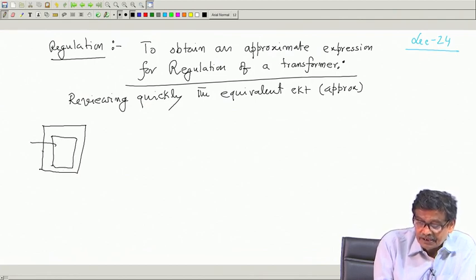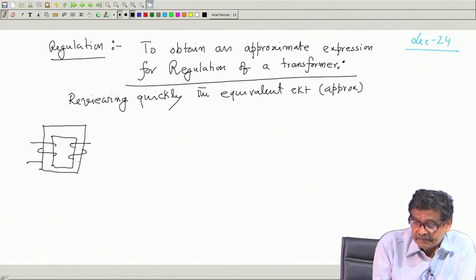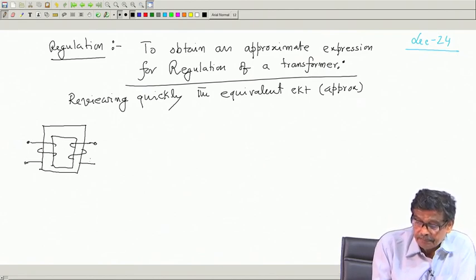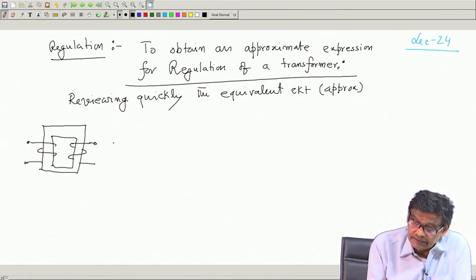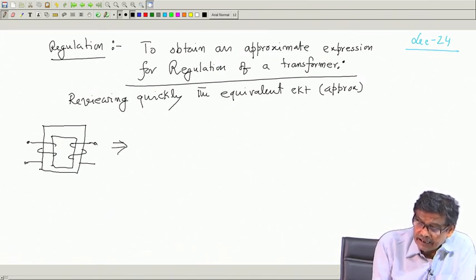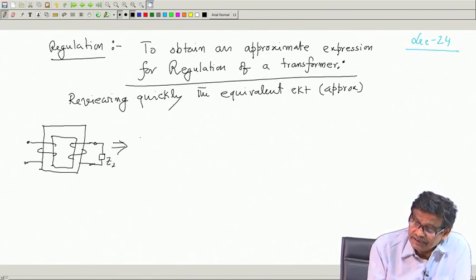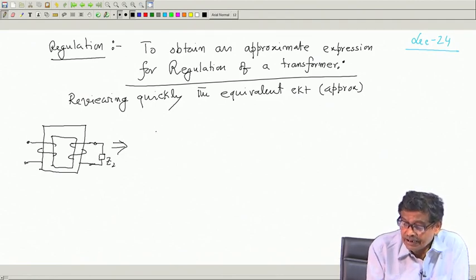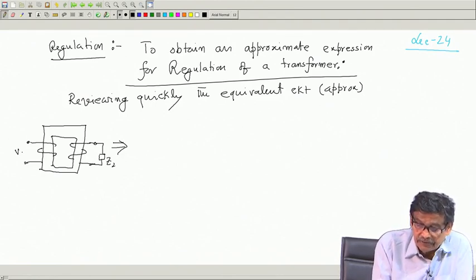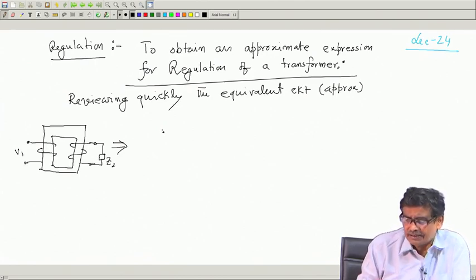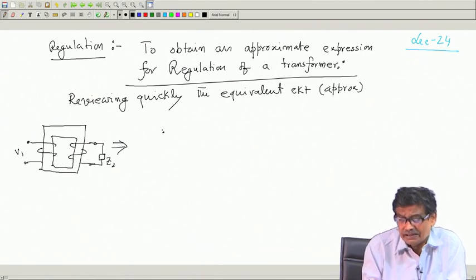Here were my coils, primary and secondary. This is the practical transformer. These are the terminals available to me. Then here will be some impedance connected across the secondary, Z2. Now, this can be thought of in various ways. One way is, here is your V1. Some deeper look into this equivalent circuit will enhance your understanding, I hope.